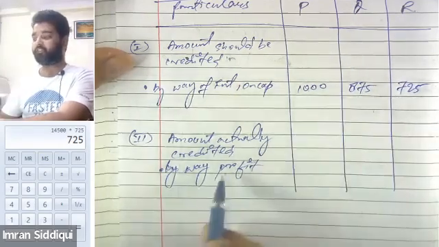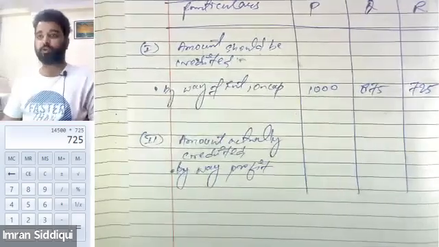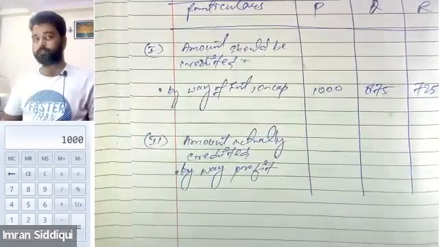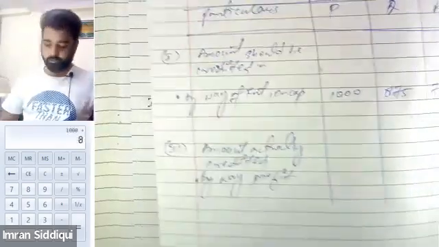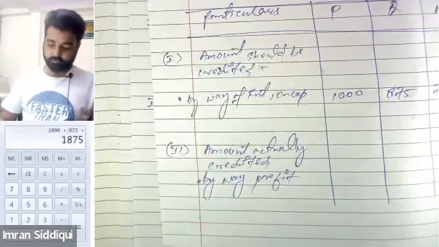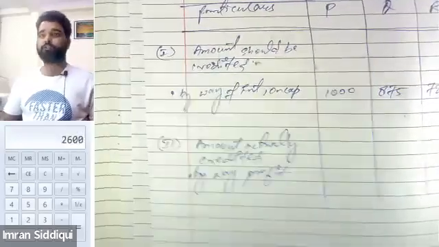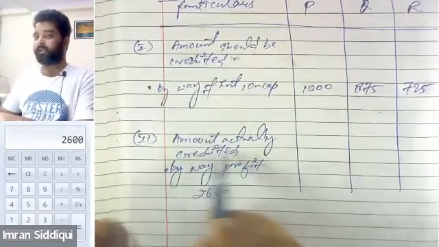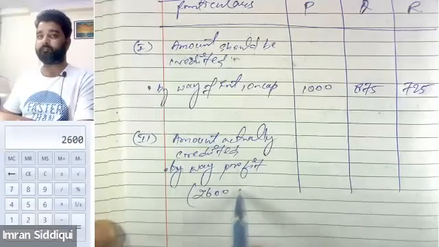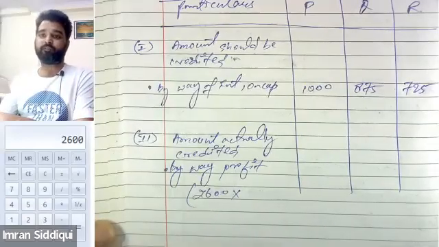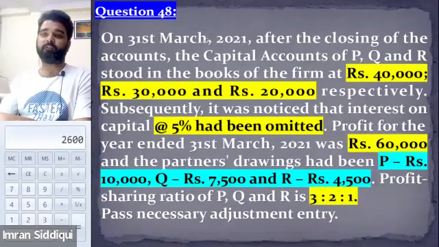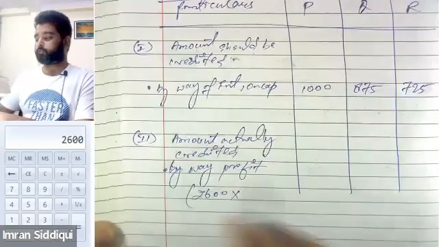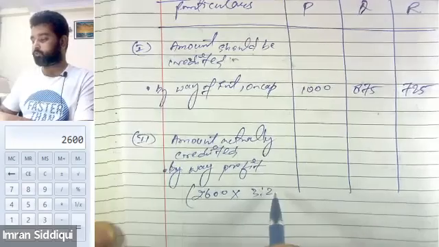but this entire amount was credited among the partners by way of profit. So let's total all these values: 1,000 plus 875 plus 725. The total is 2,600. So 2,600 was actually credited among the partners by way of profit, mistakenly. And that must have been credited among the partners in the profit sharing ratio, which was 3:2:1.